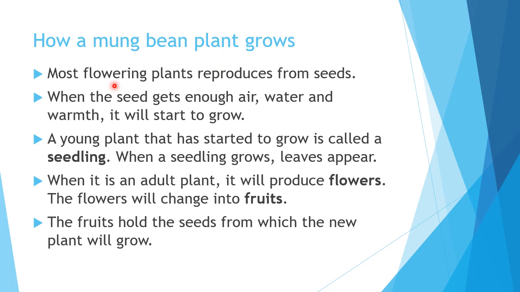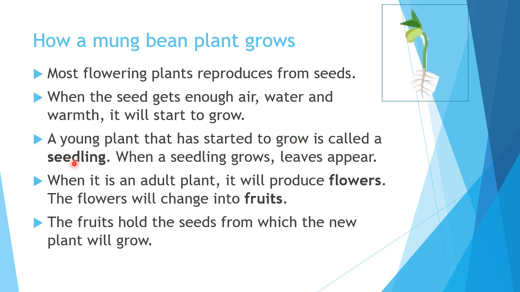So as you know, most flowering plants reproduce from seeds. So kebanyakan tumbuhan yang ada bunga ani bis dorang tumbuh dari biji. So when the seed gets enough air, water, and warmth, it will start to grow. So you know this when I gave you a seed to grow at home. So when you gave it, make sure that it has air, water, and the room is warm enough, it'll start to grow. A young plant that has started to grow is called a seedling.